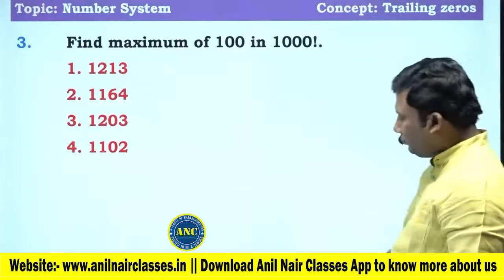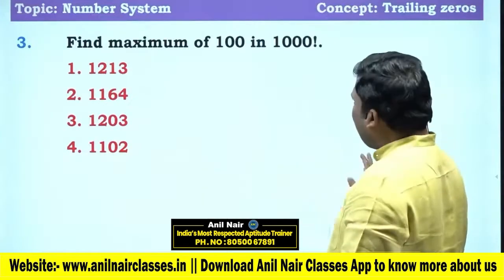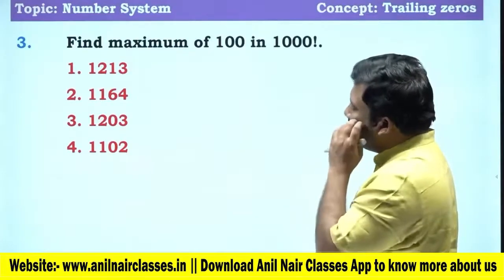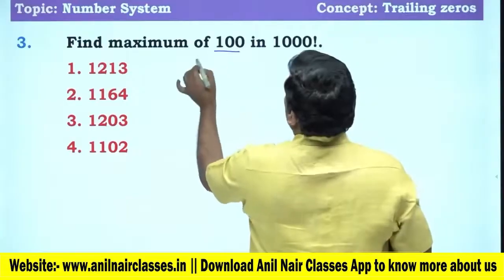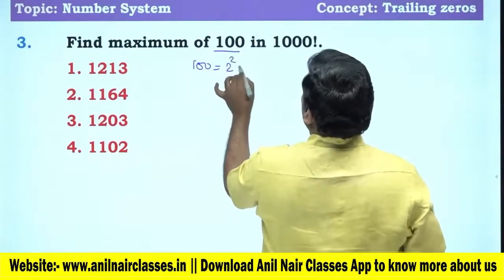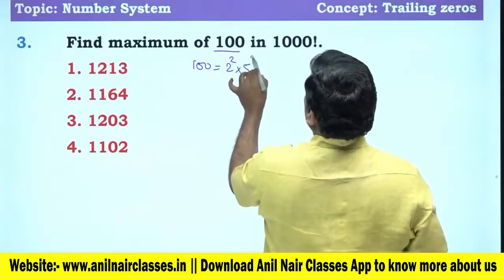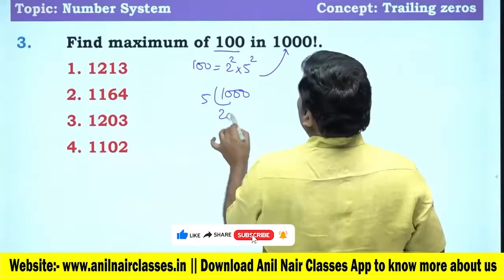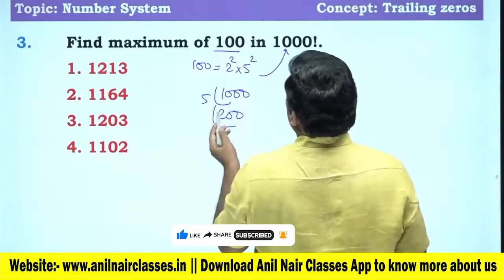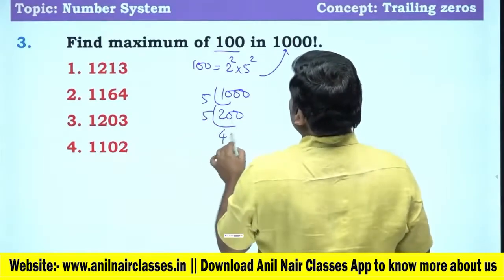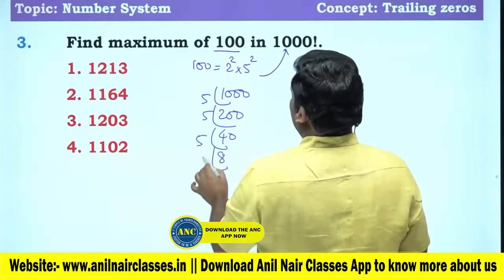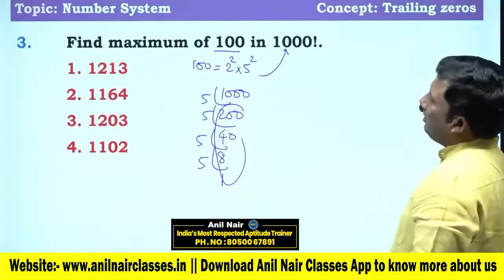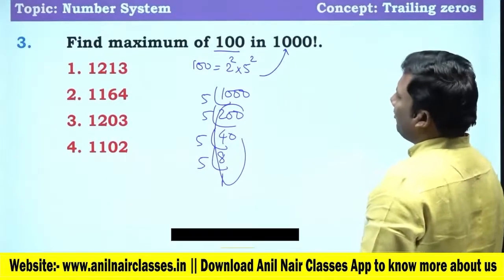Third question. Find the maximum power of 100 that... highest power of 5. Now what we will do is 100 is 5 square into 4. For 5, it will be 200 factorial's... 5 40s are, 5 8s are, 5 1s are. Find the maximum power of 100 in 1000 factorial.